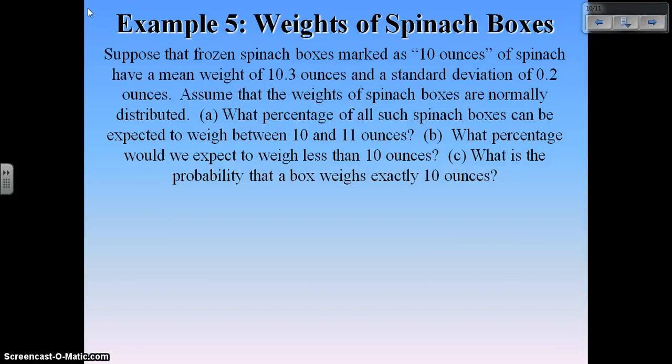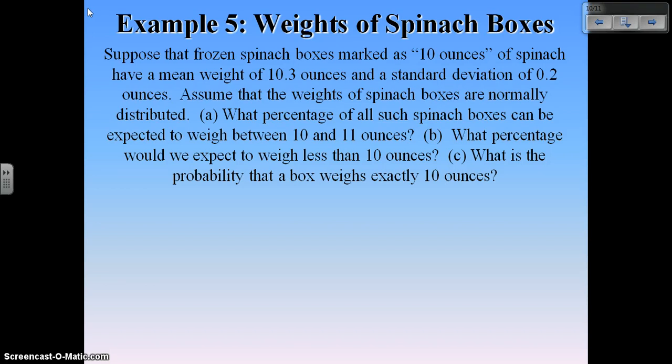Alright, you have frozen spinach boxes that are marked as 10 ounces. The mean weight of the boxes is actually 10.3 ounces with a standard deviation of 0.2 ounces. Now, mean, you know how to find mean. If you want standard deviation, you have to go talk to Mr. Rowland. Very long formula. I'd have to look it up. But essentially, standard deviation is, on average, how the actual weights of the boxes differ from the mean. So the average of the error, if you will, is 0.2.